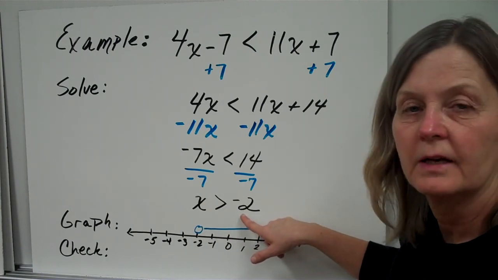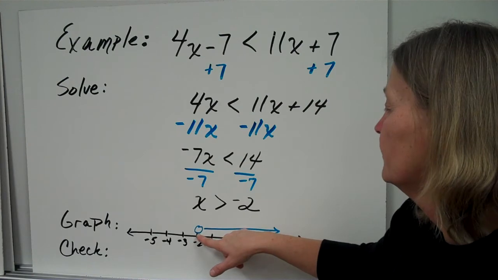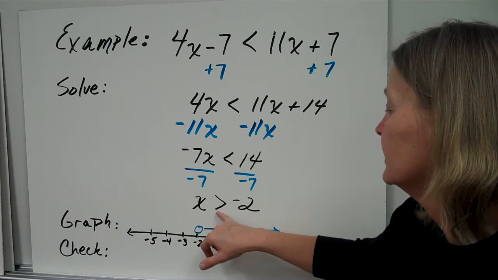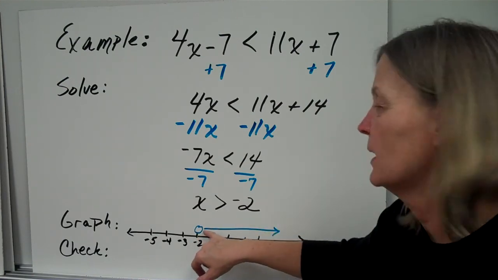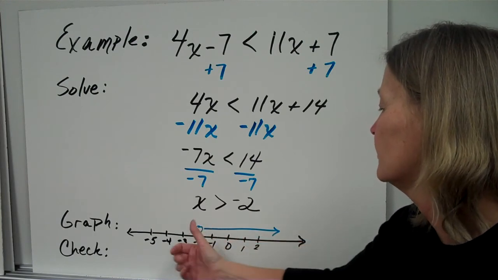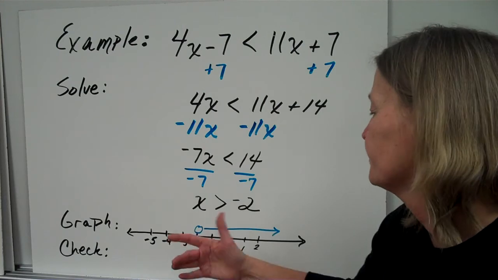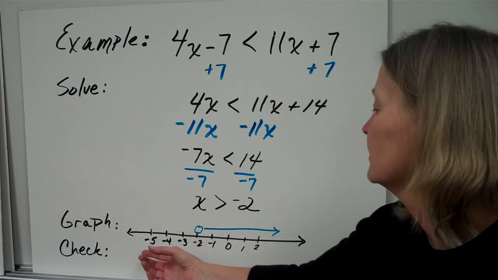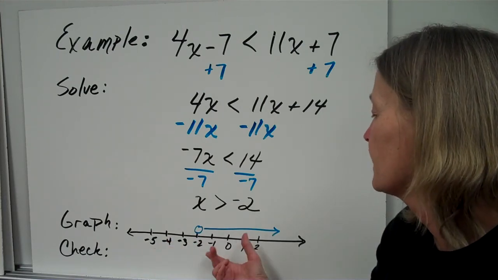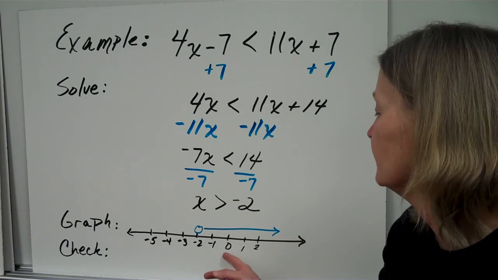Again, you put the circle on -2 right there, and it does not have an equal sign, so you keep that open. Numbers greater than -2 would go to the right. Again, you could check. We could select a number on either side of the inequality. 0 is an easy one to test.